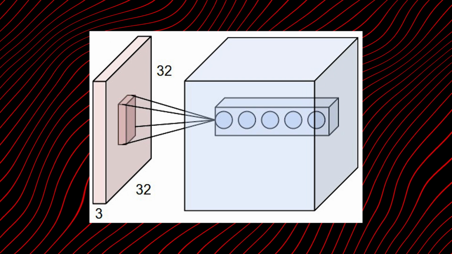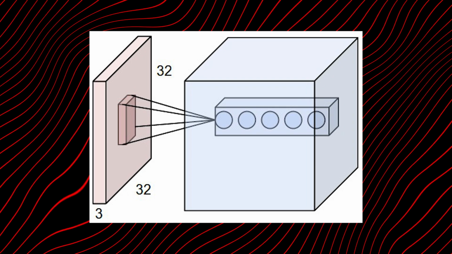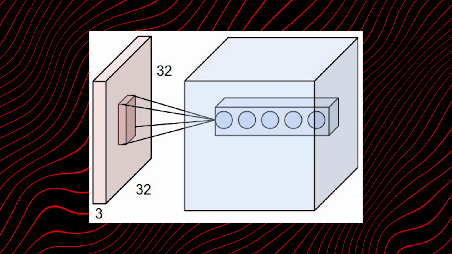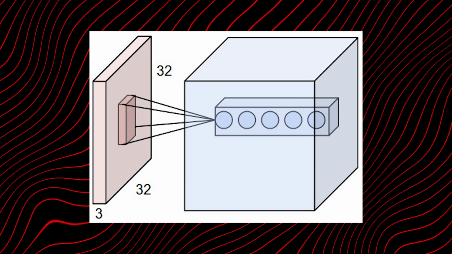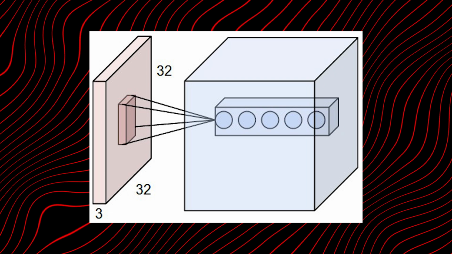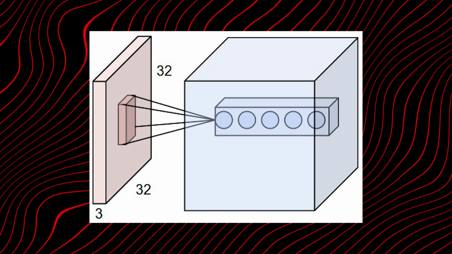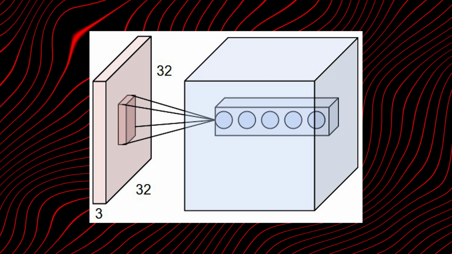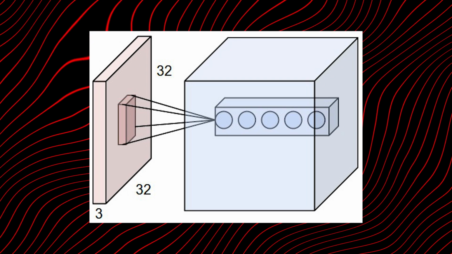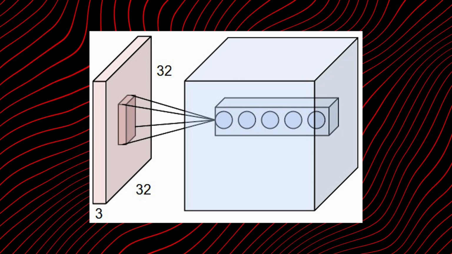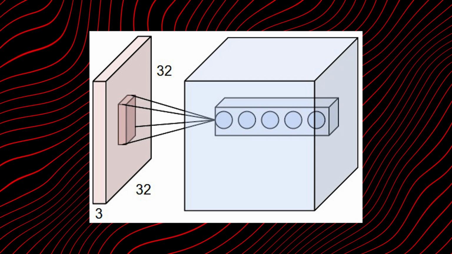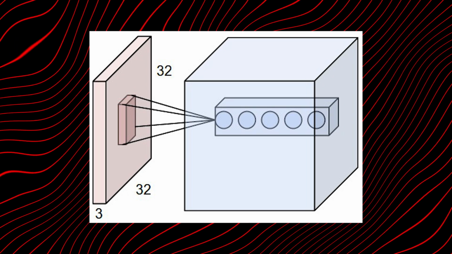The input volume on the left is a 32 by 32 by 3 image. The highlighted region shows a small local region, for example a 5 by 5 by 3 region, resulting in 75 weights and 1 bias, that a neuron in the ConvNet layer connects to. This local connectivity allows each neuron to focus on a small part of the input, making the network more efficient.